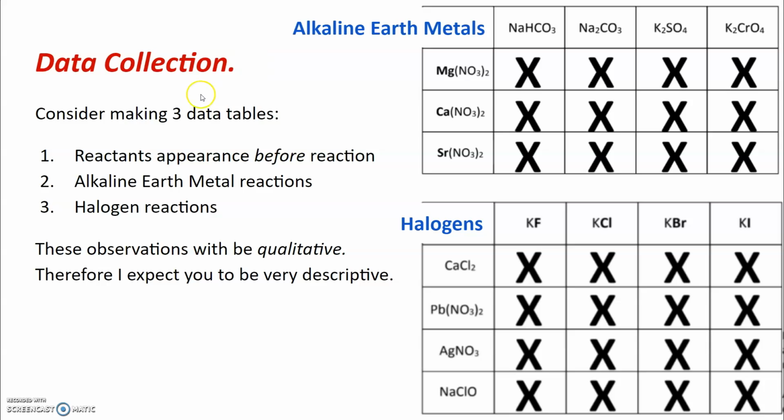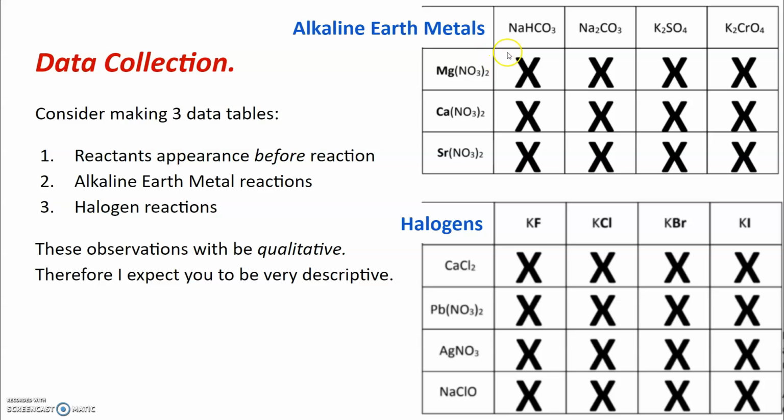For your data collection, you're going to make 3 data tables, probably. You want to have a list of what the reactants looked like before the reaction, so what they look like while they're in the pipette. You want a table for alkaline earth metal reactions, and a table for halogen reactions. Over on the right is what your reaction surface is going to look like with the X's. So you can just make your data tables like this, without the giant X in the middle, and then you would write your observations in this box.